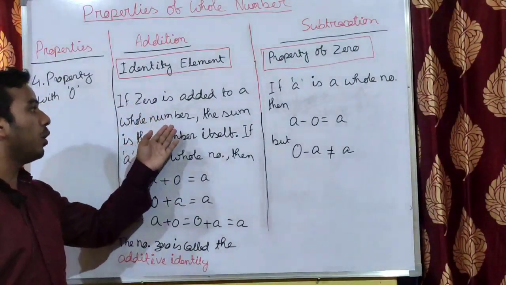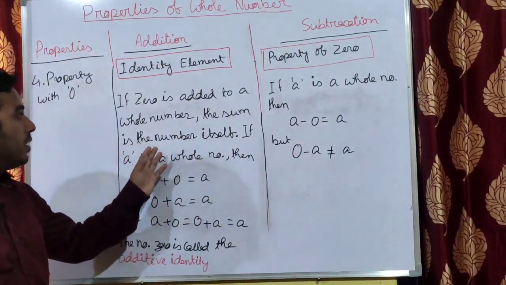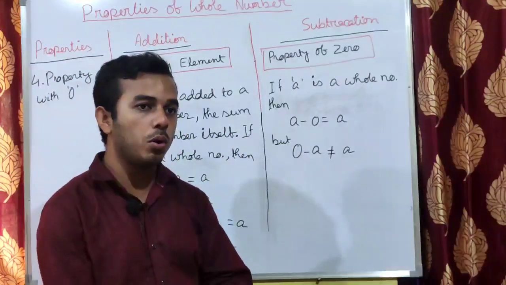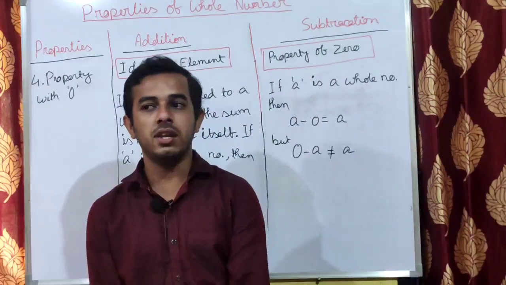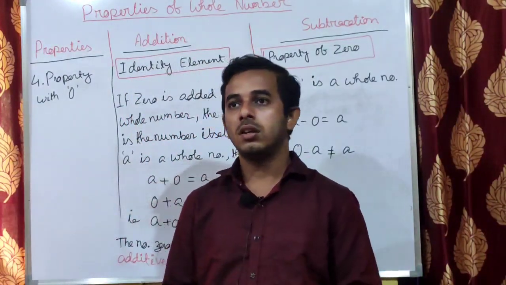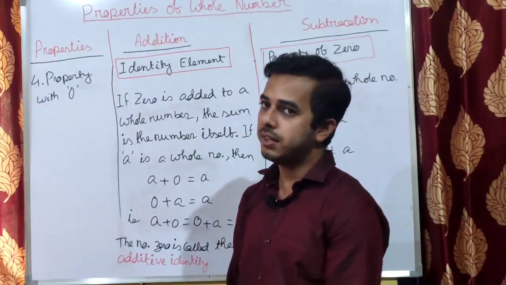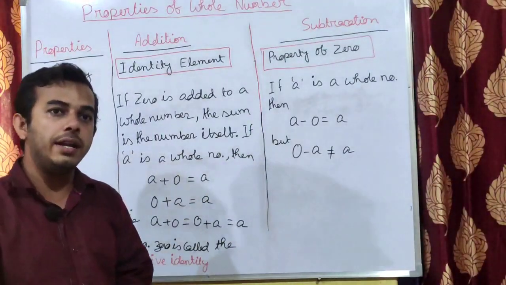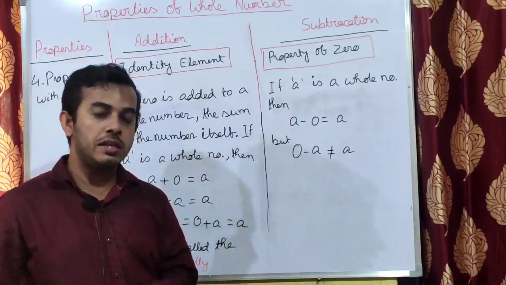If 0 is added to a whole number, the sum is the number itself. Means what? When we add 0 to a whole number, for example, let us take any whole number 9. So when we add 9 with 0, the result is what? The result is the same whole number, that is 9, right? Whether we add 0 with 9 or 9 with 0. 0 with 9 means what? 0 plus 9. The result will be what?